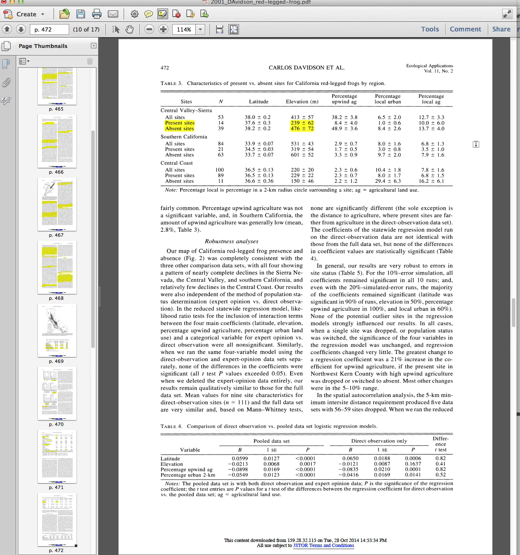So look through this, circle anything that is significant. What stands out to you? I have a wow written down for one of these things. Also look at the number of sites that had presence and absence, right? Central Coast here only had 11 sites where they were absent, whereas the others had many more sites with absences, okay?